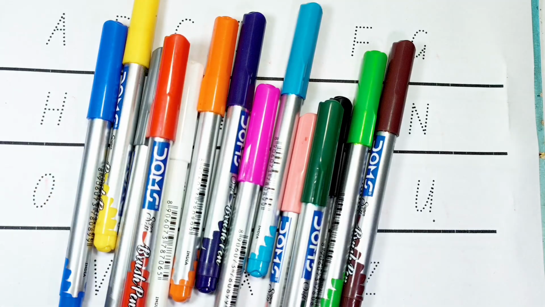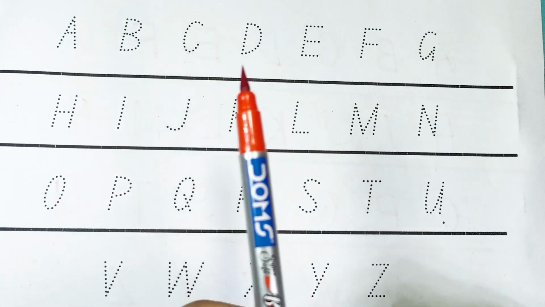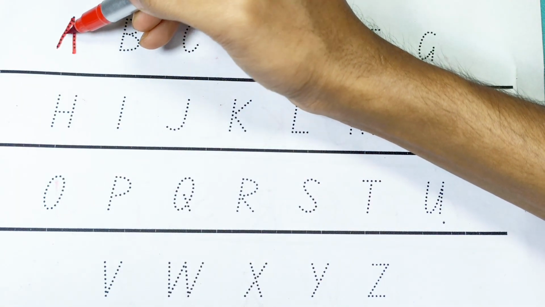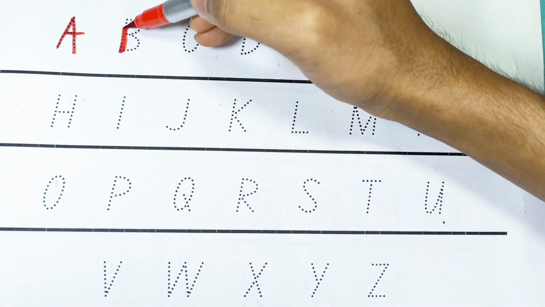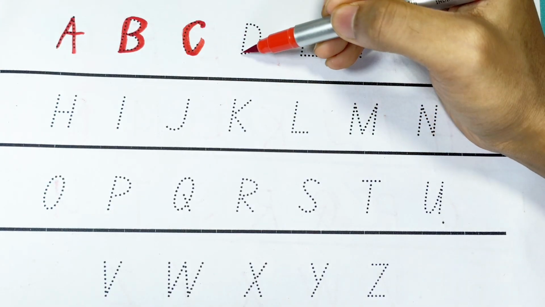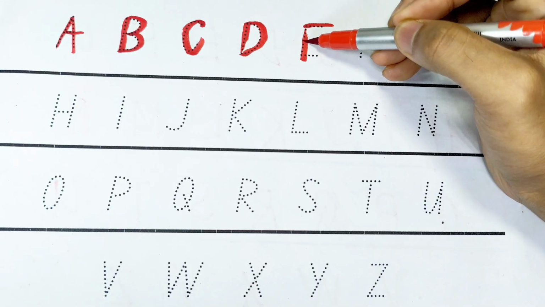Today we're writing capital letter alphabets A to Z. So kids, first we're using the color of red and writing the alphabet of A. Stay with us. A for apple. A for ant. The next one is B. B for ball. C for cat. D for dog. D for doll.